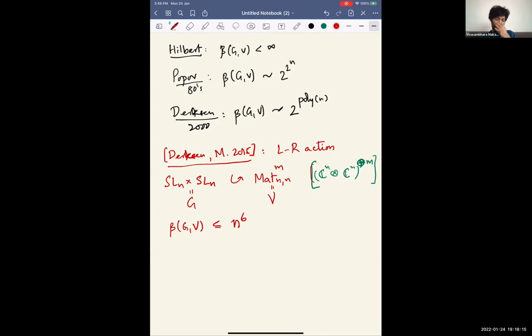Okay, so this also had a long history. Starting from the general bounds, you get a 2 to the poly n, and then Kempf, Ivanyos and Qiao improved it a little bit, and then Derksen and I got a little bit more, and we managed to make it polynomial.